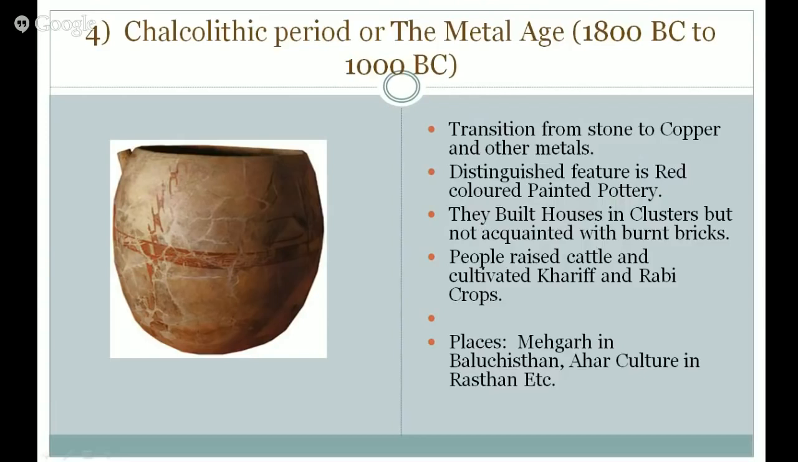Then they built houses in clusters. Earlier they built huts, now they built houses in clusters. People raised cattle and cultivated crops. Earlier people learned agriculture, and now these people learned in which season to grow what. The places are Mehrgarh in Balochistan, Ahar culture in Rajasthan, etc.